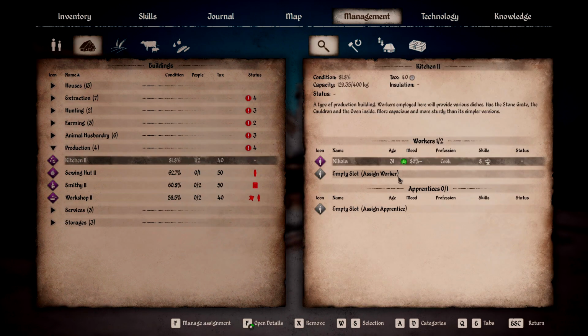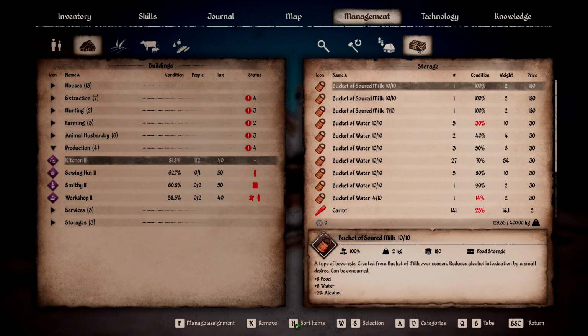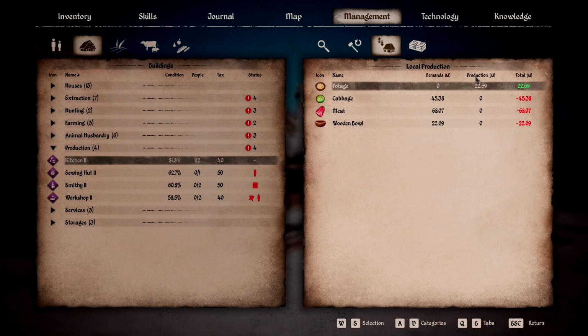If we just go to the kitchen, I can see here this is what they are producing, which is 22 of this item, potage, right now, a day.